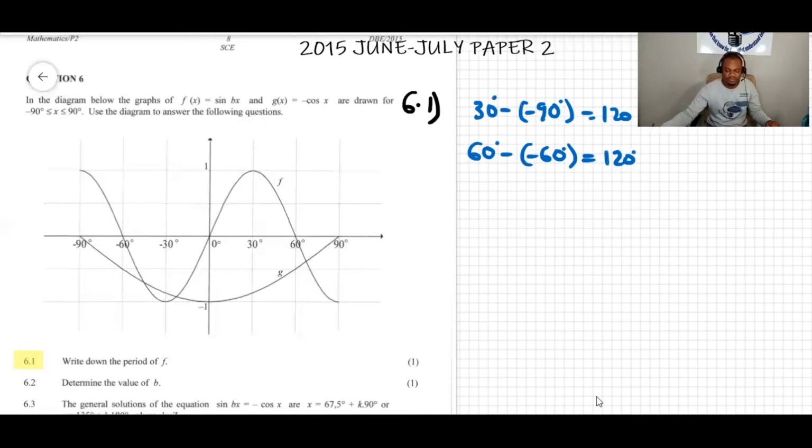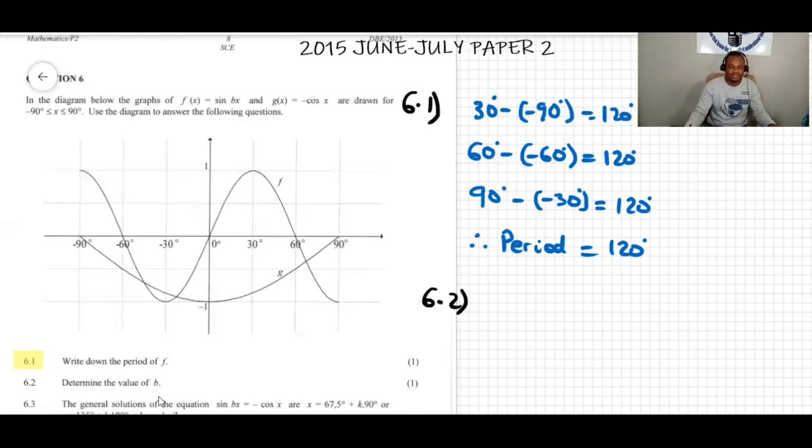Okay, 120 degrees. Even if we look at this length from negative 30 to 90, we can just do 90 degrees minus negative 30 degrees, which is equal to 120 degrees, because minus and minus here will make a plus. Therefore, the period here will be 120 degrees. Now comes question 6.2.